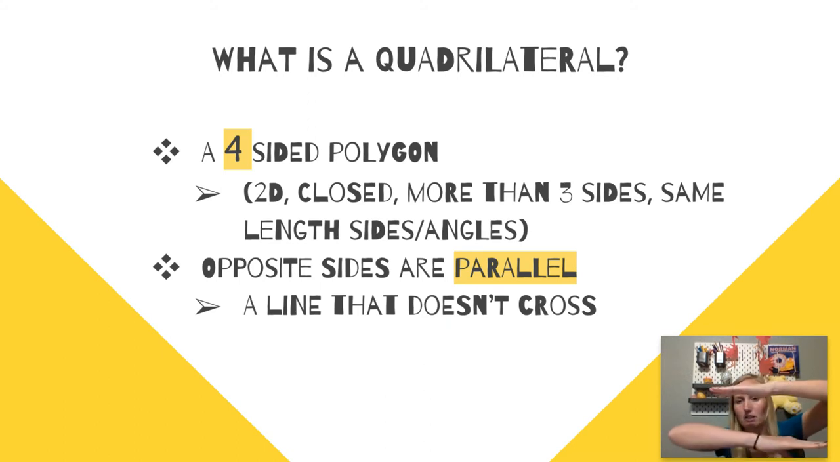Like this, guys. Parallel means it's lines that don't cross. So think of my arm as a line, and my other arm as a line, and my arms are not crossing. These are parallel, okay? Parallel are lines that do not cross. So if you have a quadrilateral, those lines are not going to cross. They're going to be like this, okay?